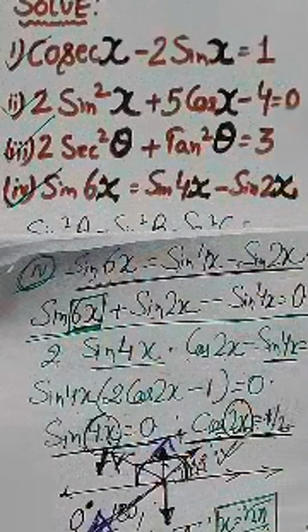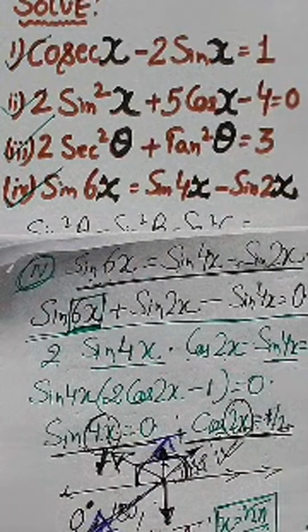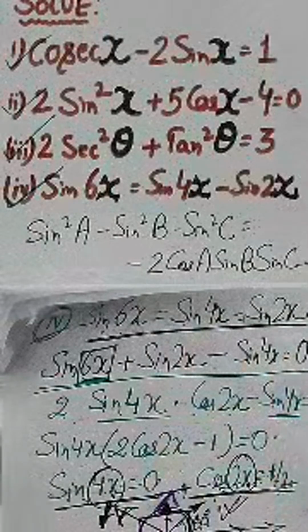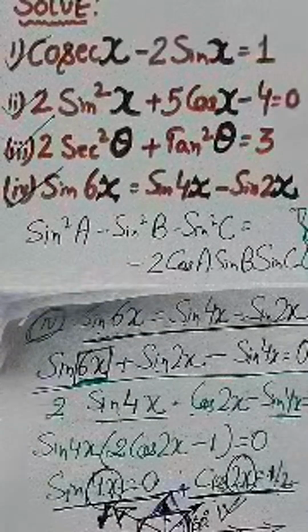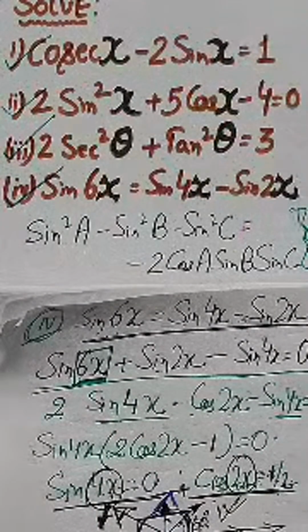Thank you so much for watching, students. Yes, Spirit, I have written down your question. This is your question: sin square A minus sin square B minus sin square C equal to minus 2 times cos A sin B sin C, right? So I will come up with the solution of this question later on, and definitely I will tag you for the solution.